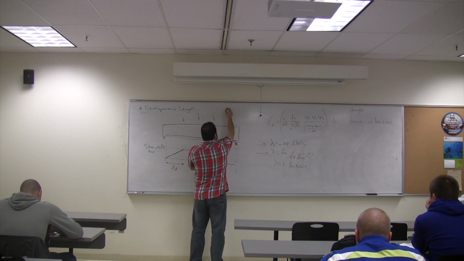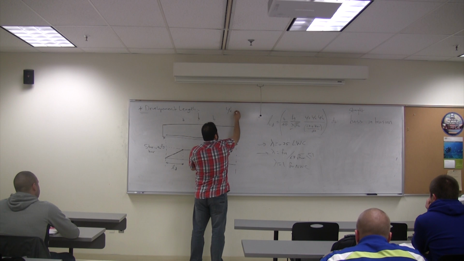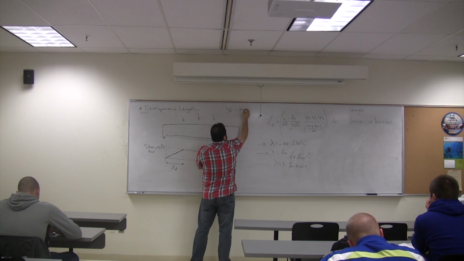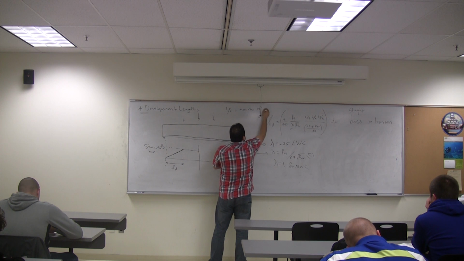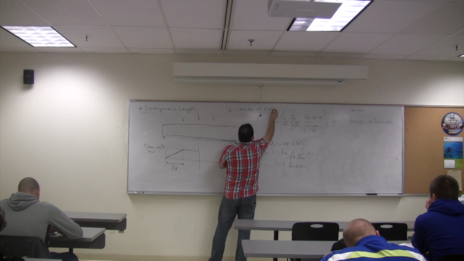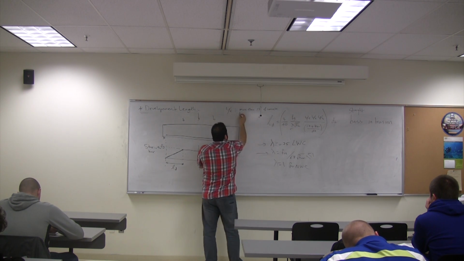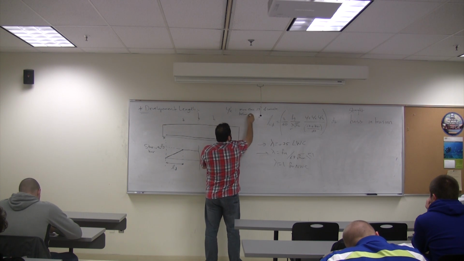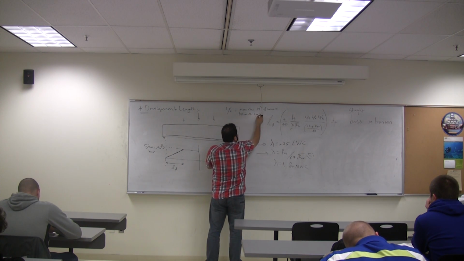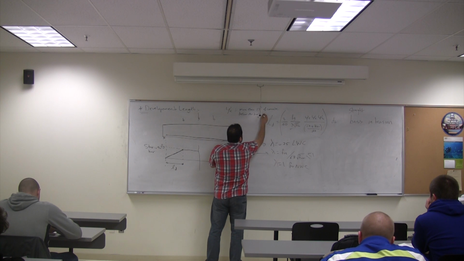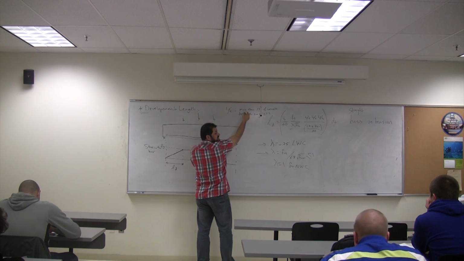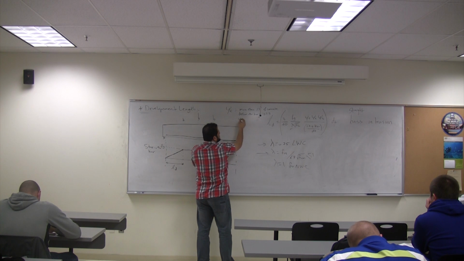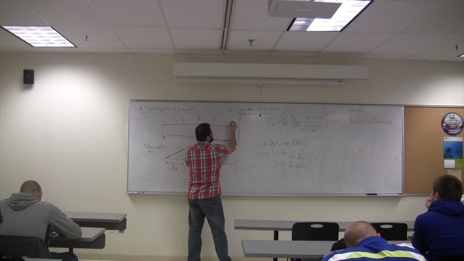Look. Psi T, more than 12 inch of concrete below the bars, psi T equals 1.3. This is not the case, psi T equals 1.